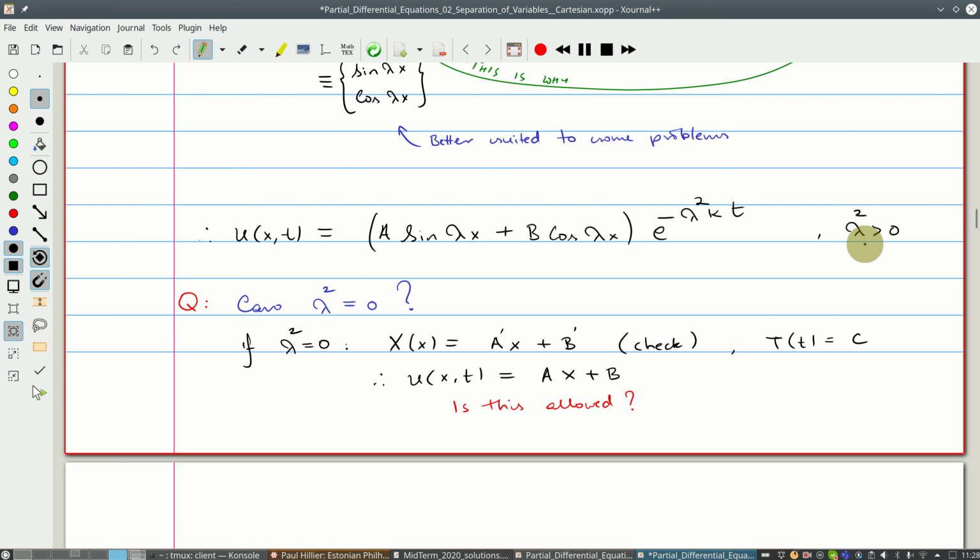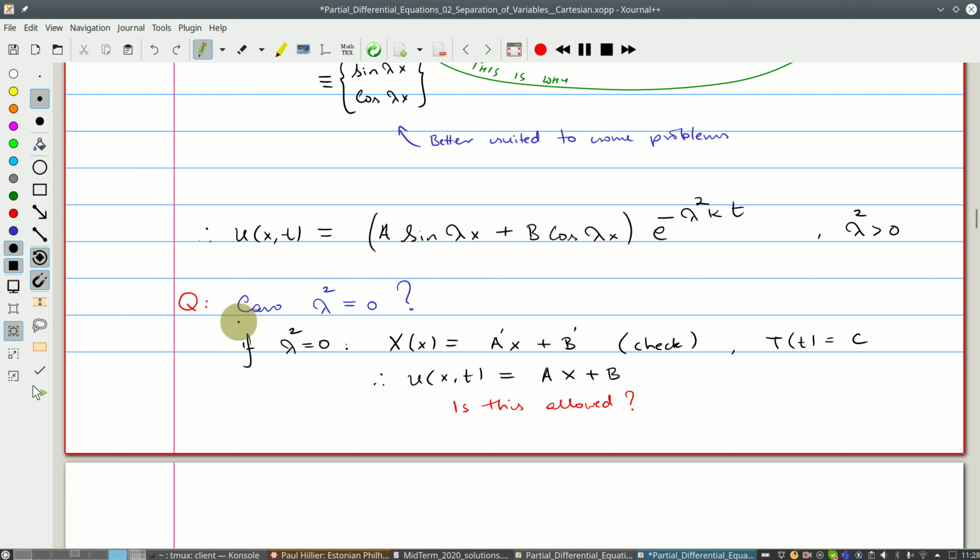And that's all we can say. This is a solution which decays to 0 as time goes to infinity, as long as lambda squared is greater than 0. What about A and B? I have no idea what they are. We need boundary conditions. We need more conditions to find out what these things are. We don't have them yet.